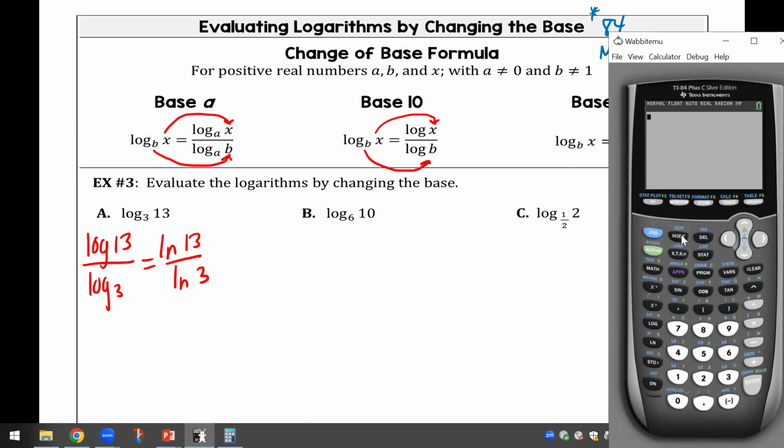Under logistic, then you have no choice but to do change of base. And it's not that big of a deal. So change of base: log 13 divided by log 3.